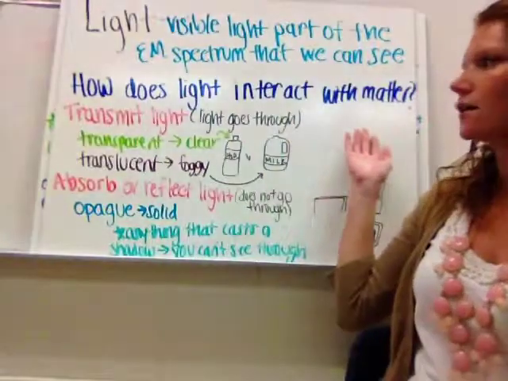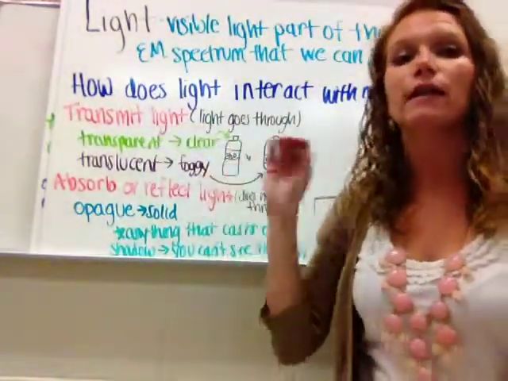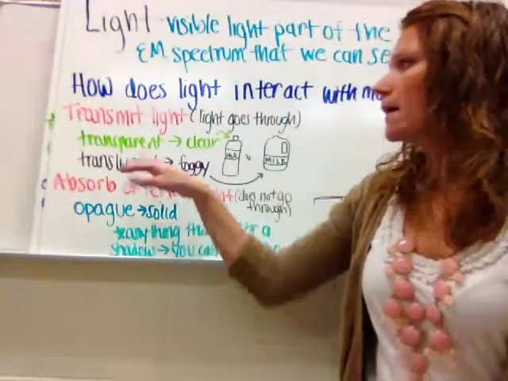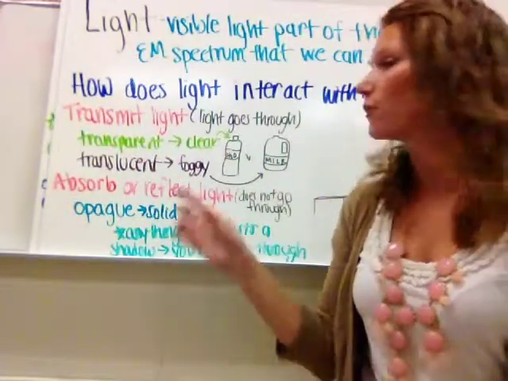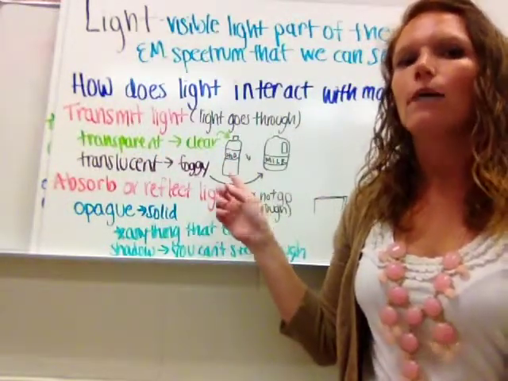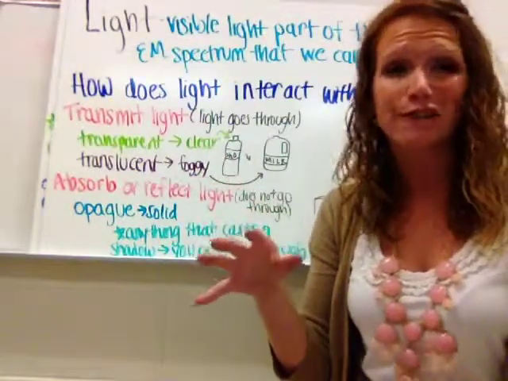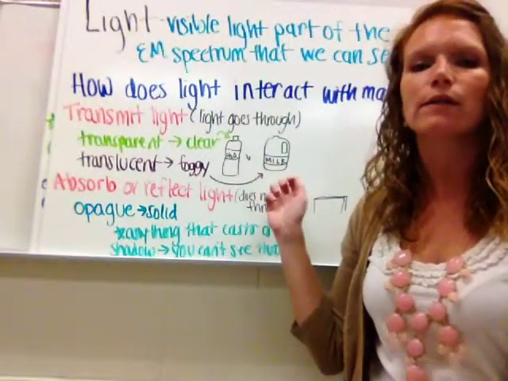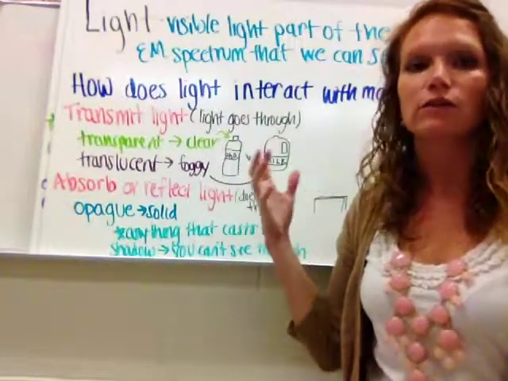So how does this light interact with matter? It can do two things. It can transmit the light, which means that the light goes through the object. If it does this, it does it in one of two ways. Either the object is transparent, which means it's clear, it's completely see-through. Think of a water bottle. Or it's translucent, it's foggy. The light goes through it, but the picture doesn't, basically. Think of the white milk cartons, not the yellow ones, but the white big gallon jugs that milk comes in. That's a really good example of a translucent object.